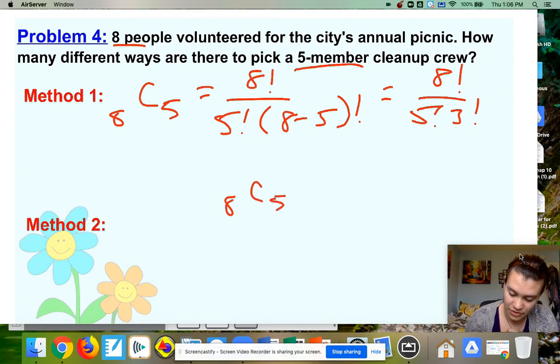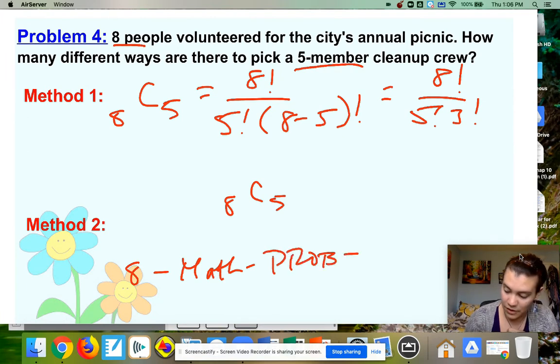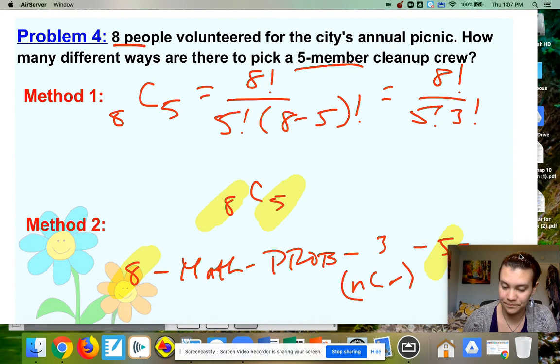So the other option is in your calculator. If this is what we're doing, you want to do 8, math, back to your probability, and then you want the third option, and it's going to look like nCr. Type in the 5, and then enter. And again, this 8 is from right here, this 5 is from right there.